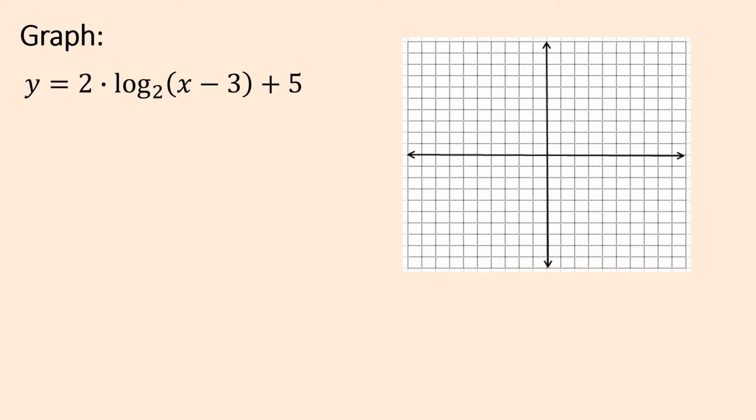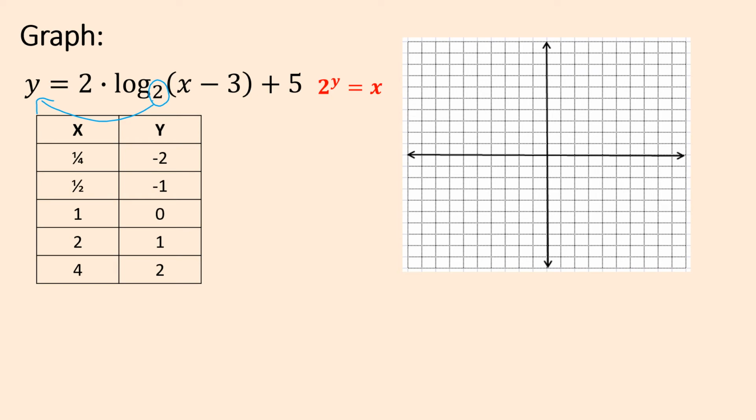Here we have y equals 2 times log base 2 of x minus 3 plus 5. Parent function is log base 2 of x. That tells us that 2 to the y power equals x. Okay, so 2 to the y power would equal x. All right, if we filled out the table just like we did on that first slide, we're plugging in the y, so we plug in a 0 for y, we get 1. Plug in a 1 for y, we get 2. 2 squared is 4, etc. We would get this graph here.